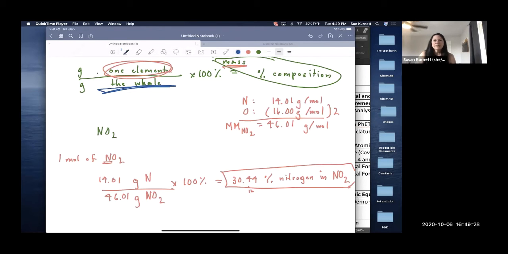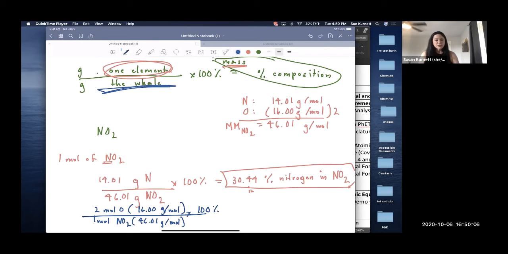If I had been asked instead what the percent composition of oxygen was, there's 2 ways I can do it. The first way is I would start with oxygen on the top. So we have 2 moles of oxygen at 16.00 grams per mole. And we have 1 mole of the compound at 46.01 grams per mole. And let's multiply that by 100%.